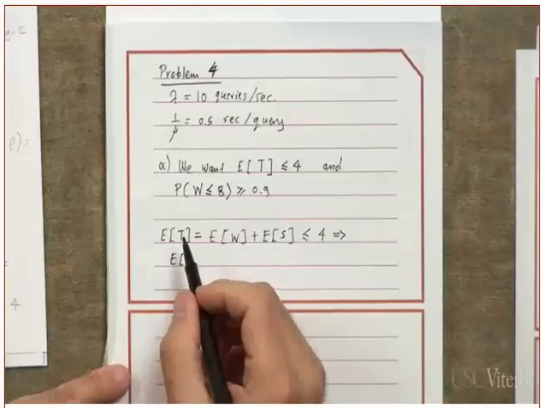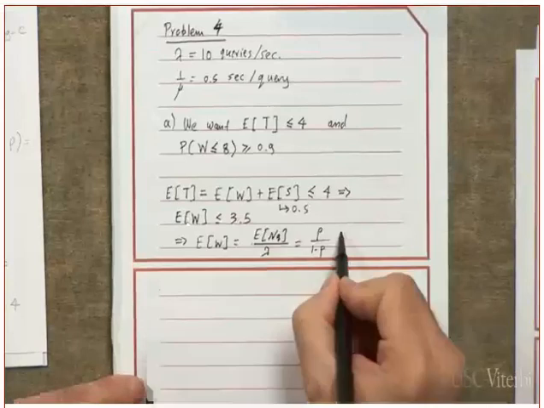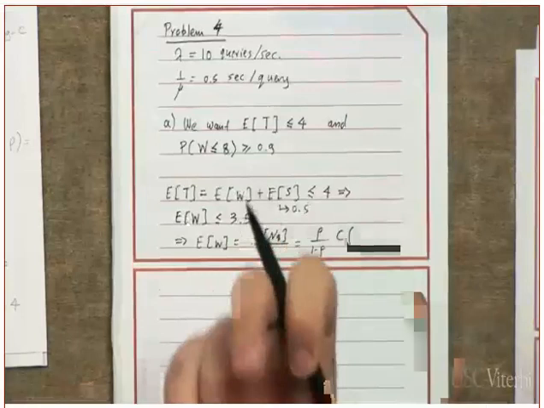Do you agree, guys? We need to check that because we have 2 constraints. Are you lost? Okay. Let's try the second constraint, as we said, which is P. Let me write it also: P of W less or equal to 8 is greater or equal to 0.9.